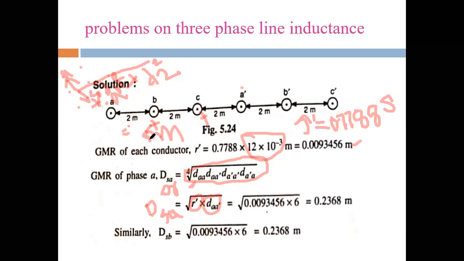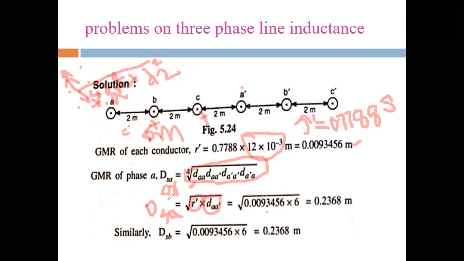This is the distance between A to A dash, and that will be substituted in this formula. That is, the distance DSA is the self GMR R dash into A to A dash, which is 6, into A dash to A dash, which is the self GMR, into A dash to A, that is also 6.